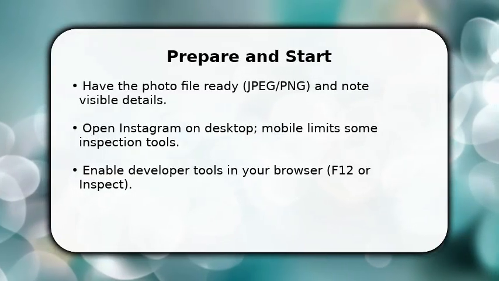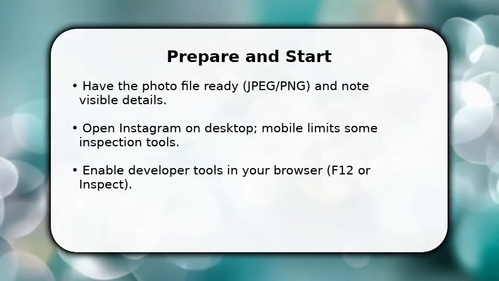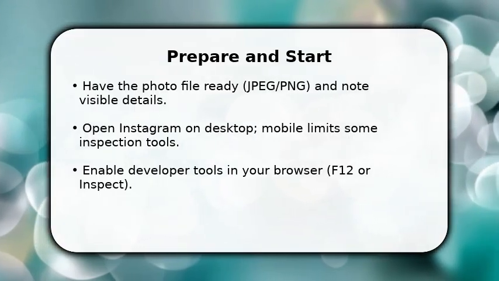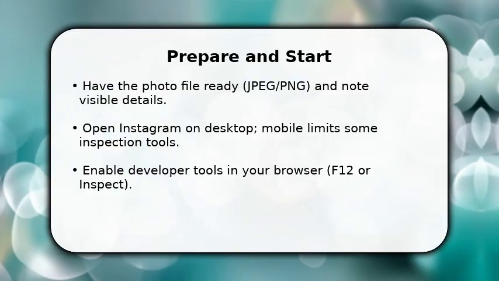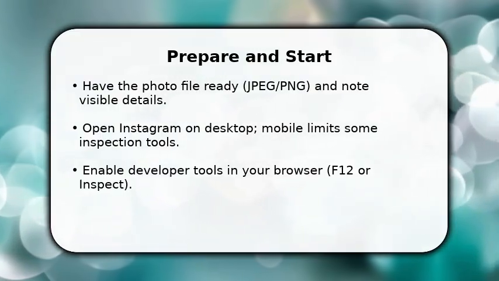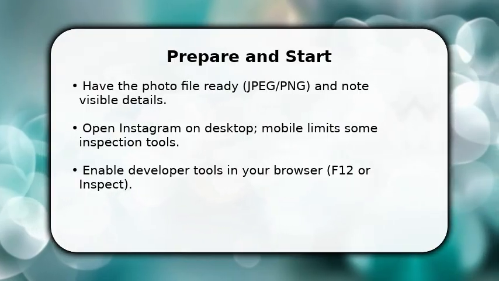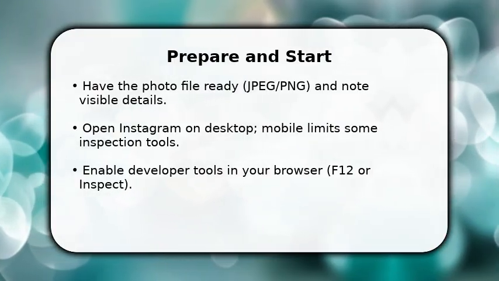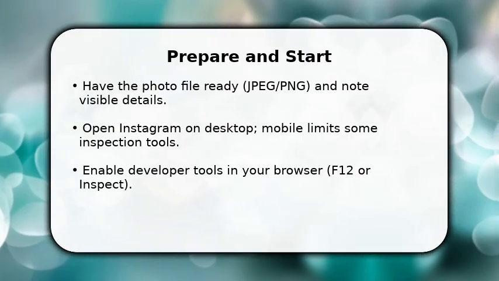You begin with a photo and a browser. Open Instagram on desktop because you need developer tools. Once the post with the photo is visible, right-click the image and choose Inspect to reveal HTML. Make sure to toggle the element picker and click the image element. This exposes the image URL and nearby data attributes.